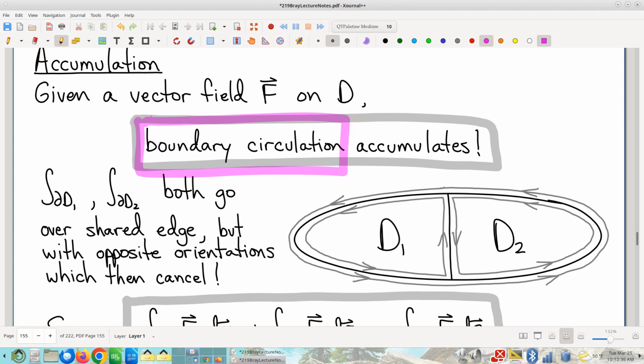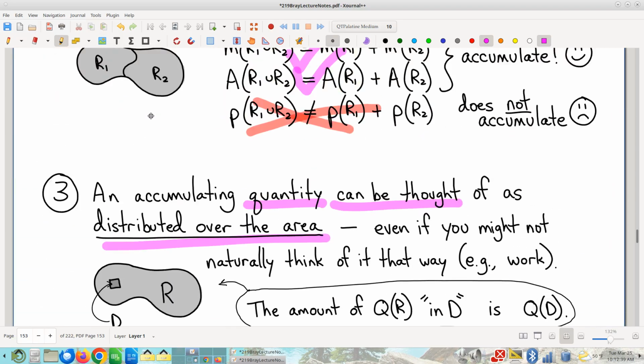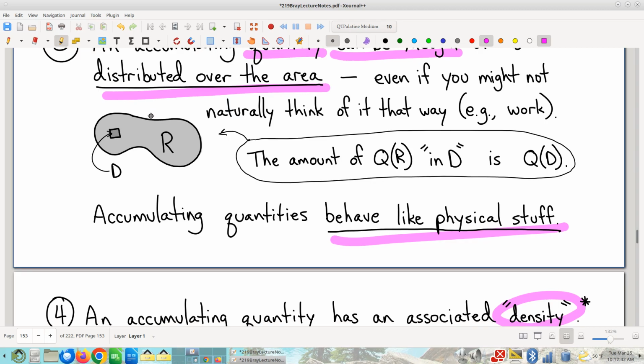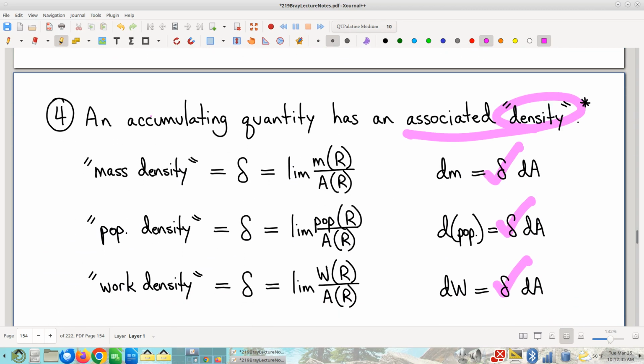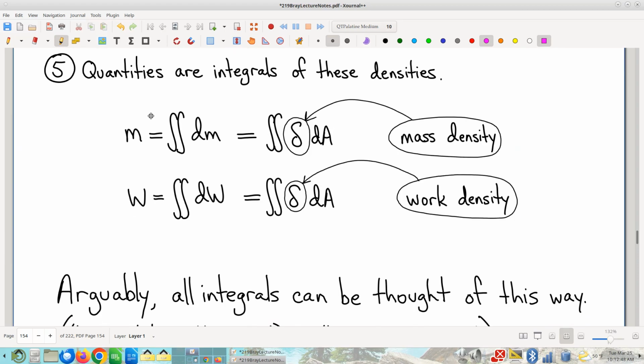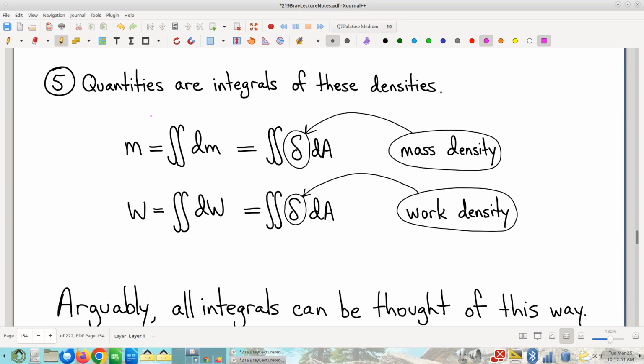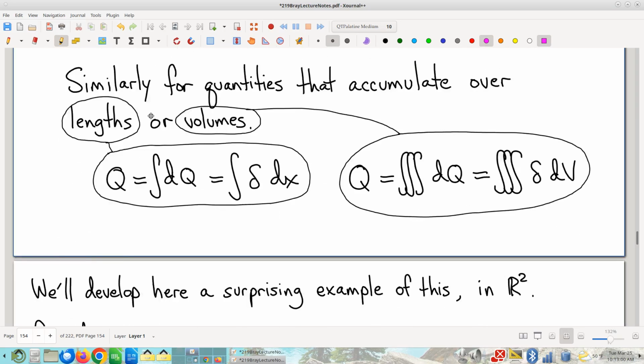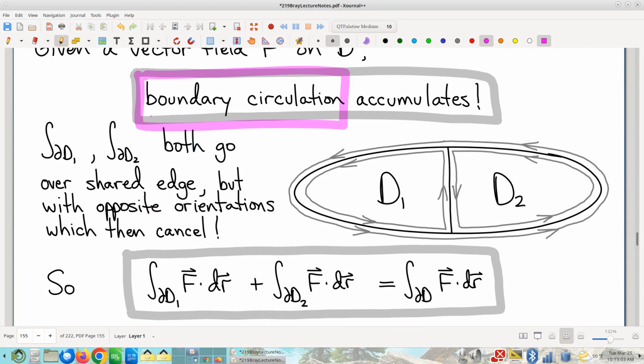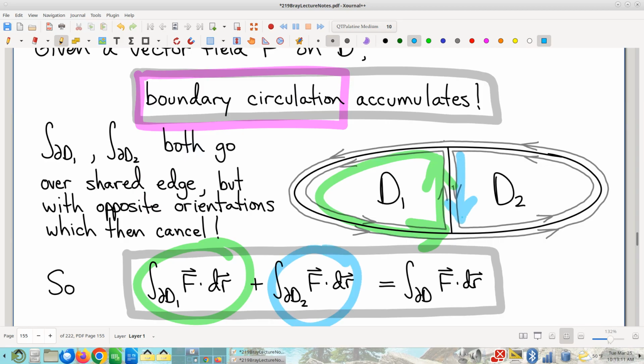It's an accumulating quantity. And so like any other accumulating quantity, you can think of it like stuff. It has an associated density which you can integrate to form an integral theorem. And I don't have to think through all of these ideas that we developed about accumulating quantities anymore. That all applies completely freely because we have an accumulating quantity, because the whole is the sum of the parts, because these add up.